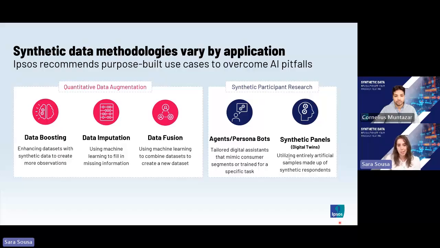Then on the other side, so the blue box here, we have persona bots and agents. This is a customized digital assistant or bot that emulates the consumer segment or is designed or programmed to know specific information or to perform a specific job.